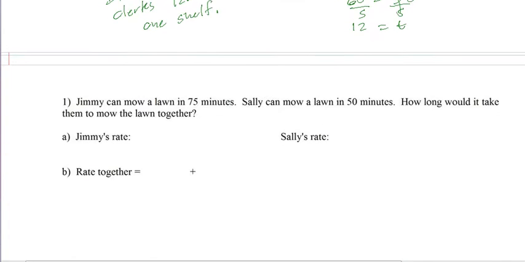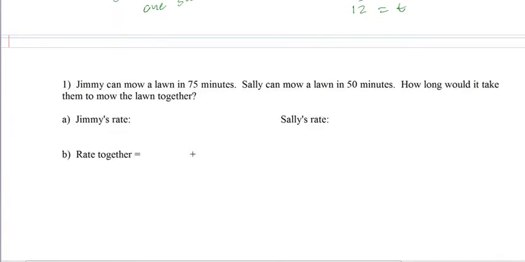So let's try another. Jimmy can mow a lawn in 75 minutes. So that means his rate would be one lawn every 75 minutes. Sally can mow a lawn in 50 minutes. So her rate would be one lawn every 50 minutes. Okay, so we have 1 over 75 plus 1 over 50, and now we just need the time together. It's not given, so we know they can do one lawn in T minutes. And that's our equation.